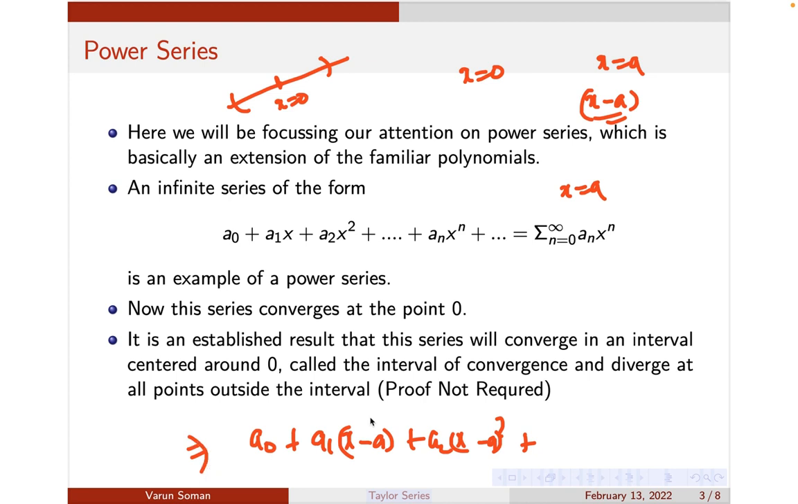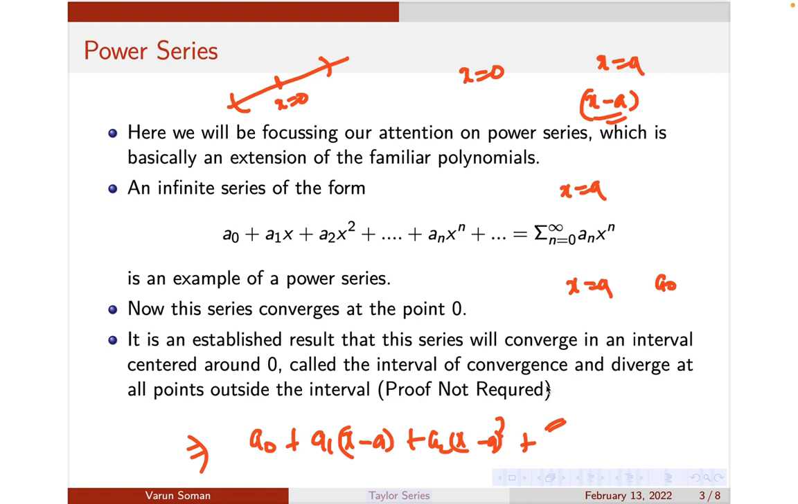If you look closely, can you tell me a point of definite convergence of this power series? If you take x is equal to a, what will you get? If you take x is equal to a, all these terms will become 0 and you will be just getting the fixed term a naught. So always this power series is convergent at the point x is equal to a.